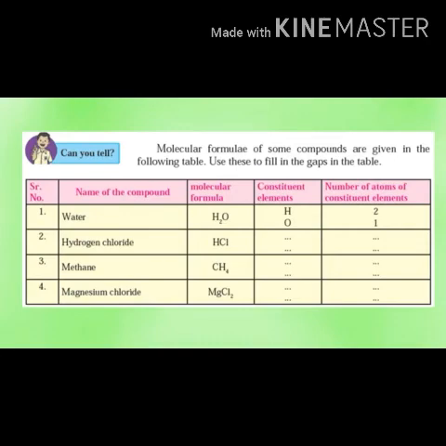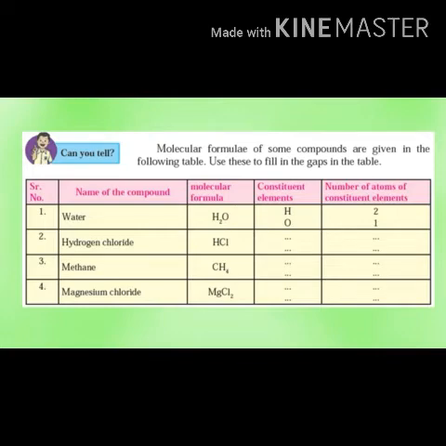Molecular formulae of some compounds are given in the following table. By using this, we have to fill the gaps in the table. By using the given molecular formula, we have to write the constituent elements of that compound and also the number of atoms of each of the constituent elements present in that particular compound. First one is already done. Let us start from the second.